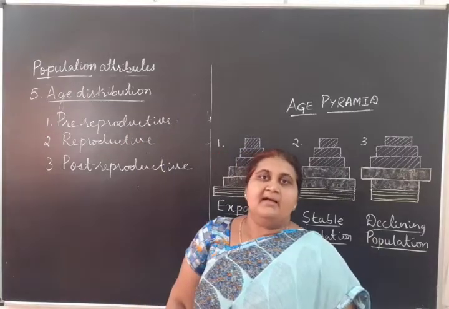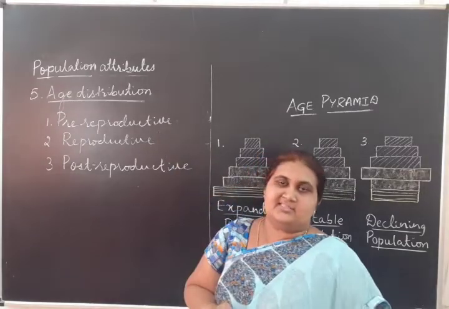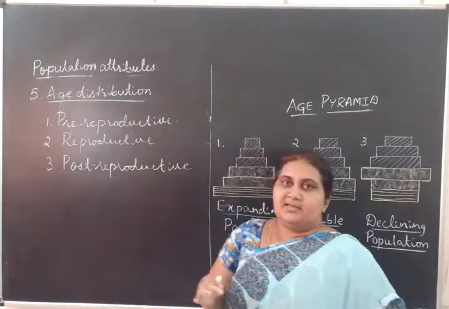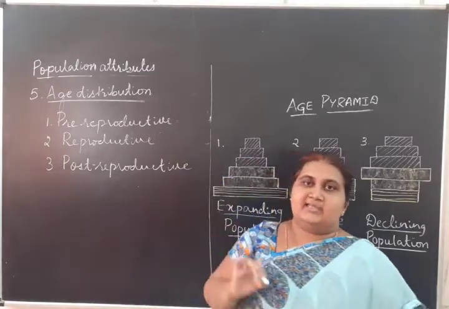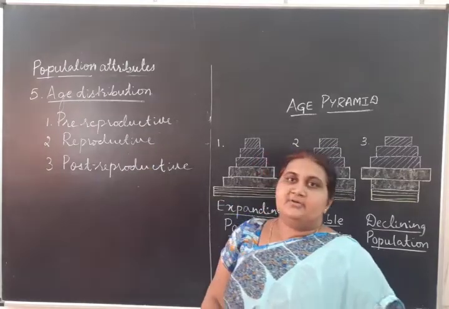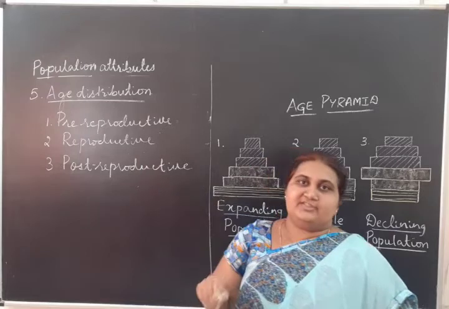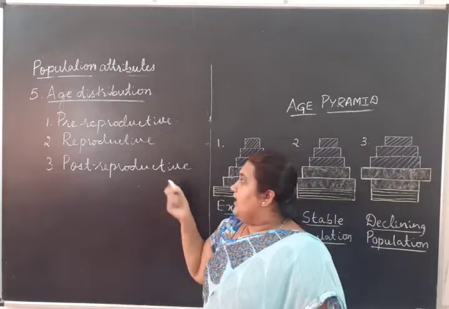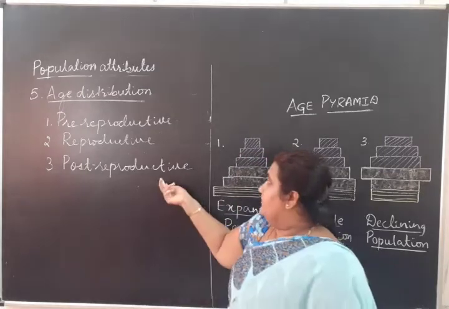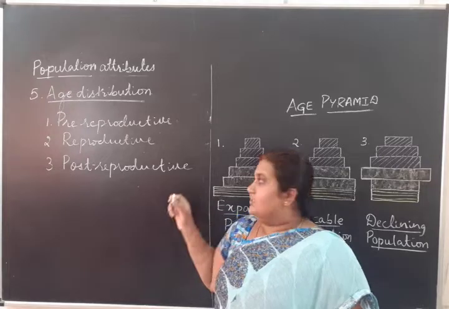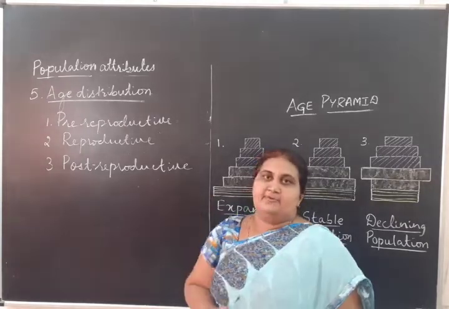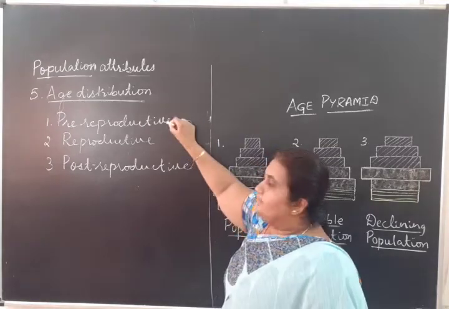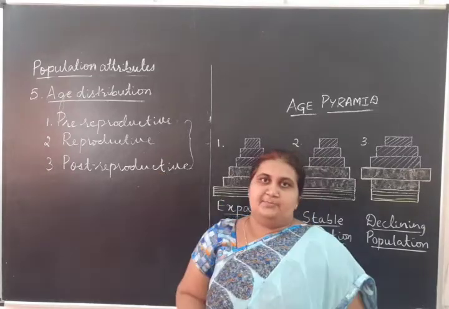Pre-reproductive individuals are young, immature individuals. They do not have the capacity of reproduction. After some years they become mature and they gain the capacity of reproduction. Reproductive individuals are the adults. They are sexually mature individuals and they have the capacity of reproduction. The post-reproductive age group are the old-age individuals who have lost the capacity of reproduction. So, in a population, we can find these three age groups: pre-reproductive, reproductive, and post-reproductive.